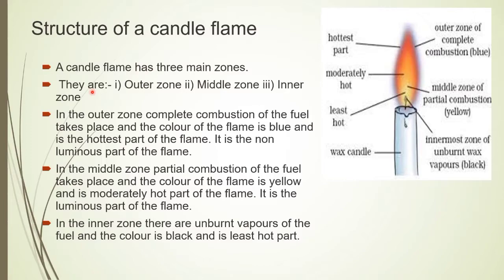So this is the outer zone. It produces complete combustion, produces a blue flame, and it is the non-luminous part and hottest part of the flame. Second, the middle zone, has partial combustion. Not complete combustion is taking place. It produces a yellow flame, it is a moderate hot part, and it is a luminous part. Next is the inner zone. Unburned vapors of the fuel are present. The color will be black, and it will be the least hot.